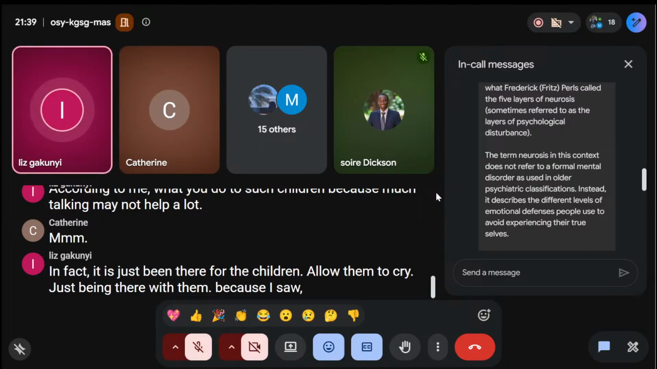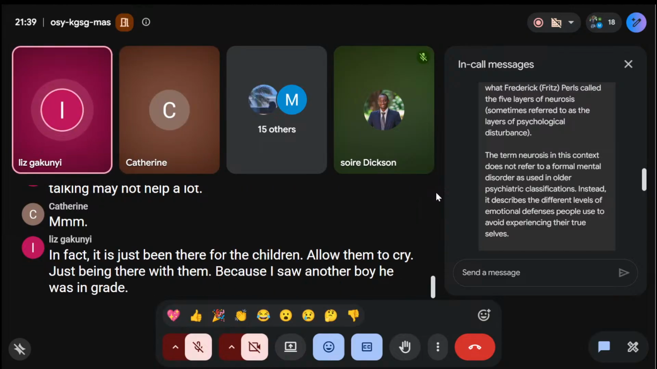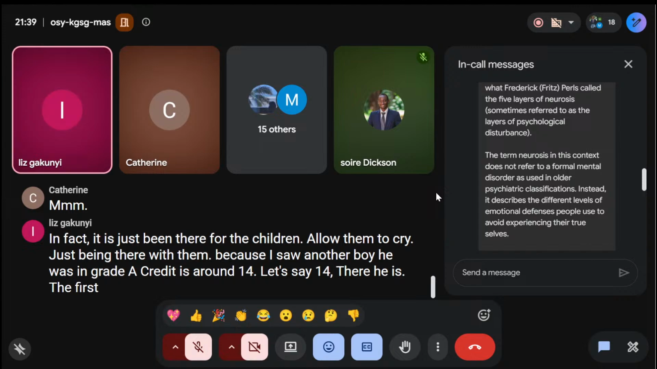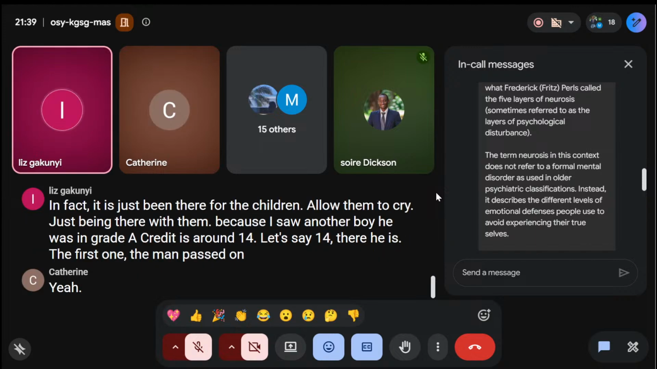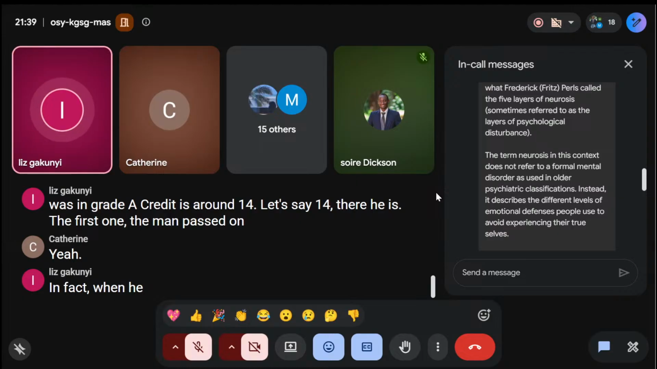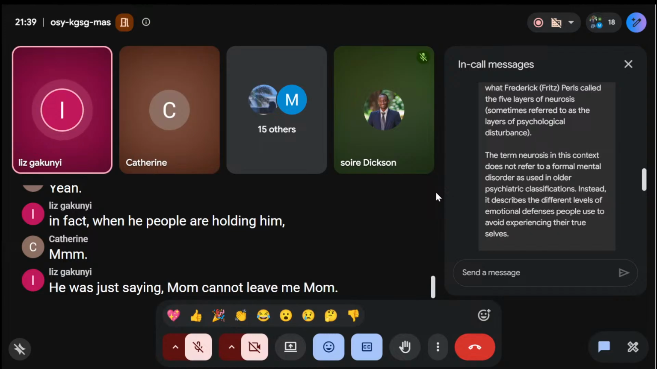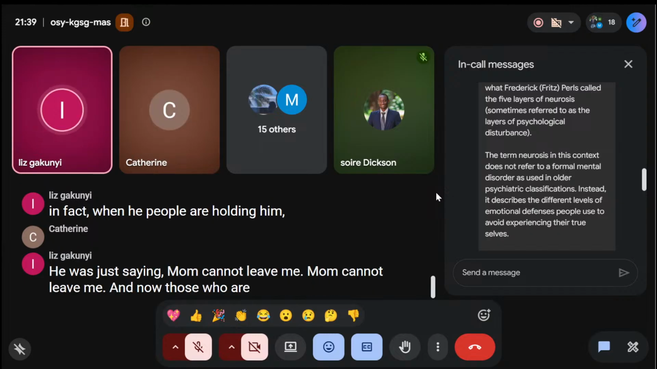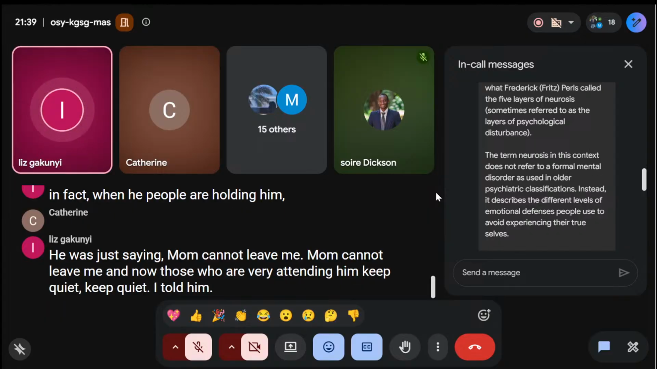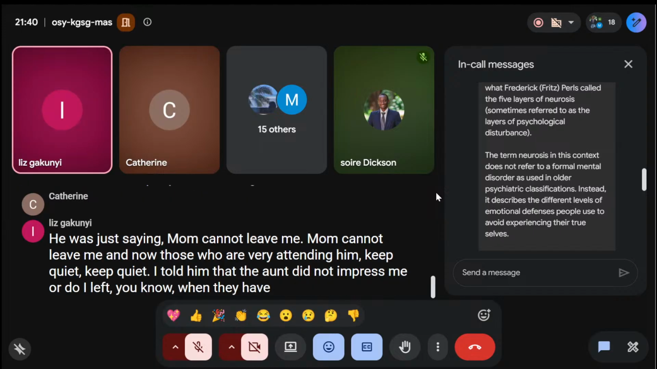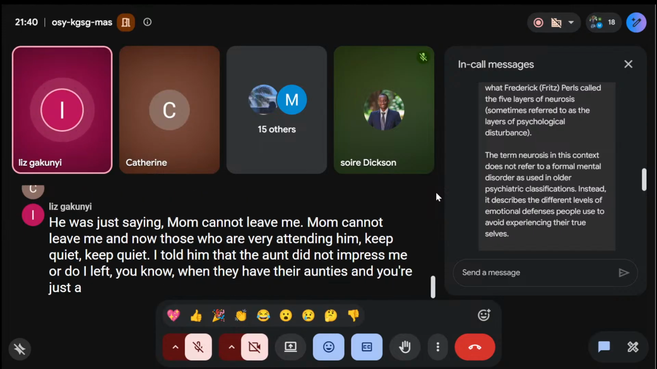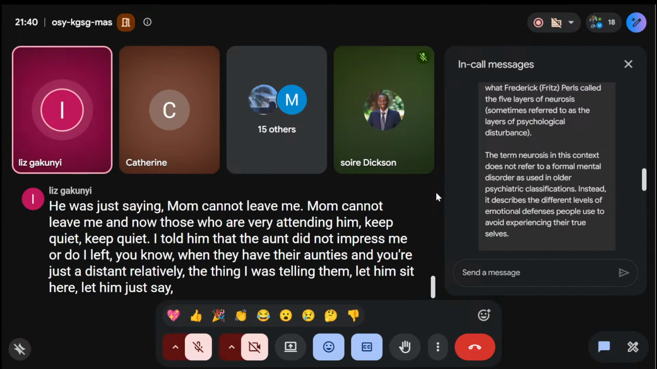Because I saw another boy, he was in grade 8. Grade 8 is around 14. He is the firstborn. The mom passed on. In fact, when people were holding him, he was just saying, Mom cannot leave me, Mom cannot leave me. And those who were there were telling him, keep quiet, keep quiet. I told them the aunt did not impress me, although I left. When they have their aunties and you are just a distant relative, you don't intervene. I was telling them, let him sit here, let him just say whatever he wants to say to the mom.